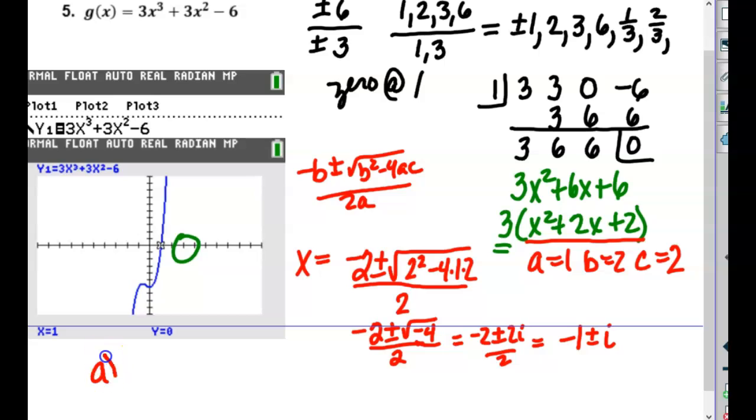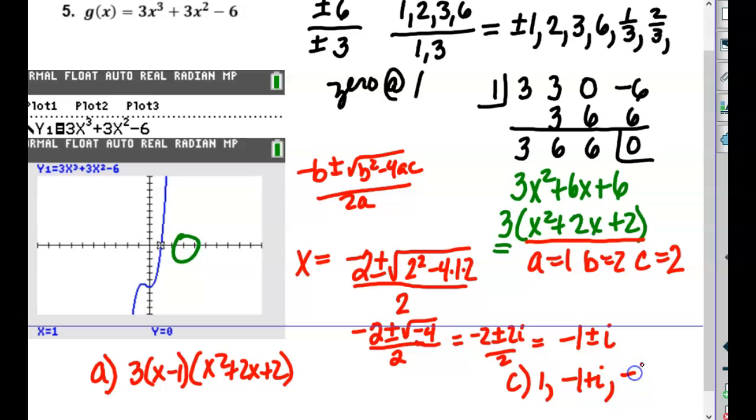So the irreducible factors part, we had a 3 and an x minus 1, and then we had the x squared plus 2x plus 2. That didn't reduce. And part C was all the zeros. What were all the zeros? The 3 was not a 0. The zeros were 1, negative 1 plus i, and negative 1 minus i. Does that work? We got 3 of them. Were we supposed to get 3 of them? Yeah.